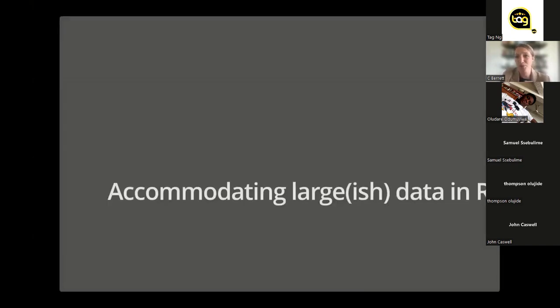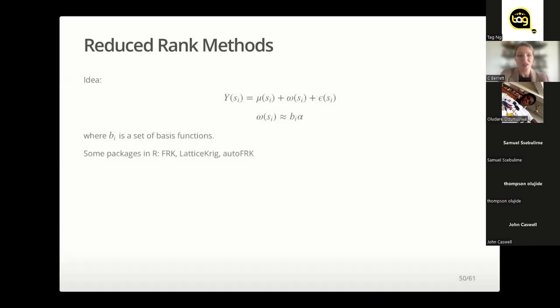And then I just wanted to briefly go through some stuff for large data because that's becoming so common. Now, large data definitely depends on who you are, right? Sometimes 1,000 points can be large, and sometimes 1,000,000 points is what's large. So here, there are several methods to accommodate large data sets. One of the popular, fast, and easy methods to think about are these reduced rank methods.